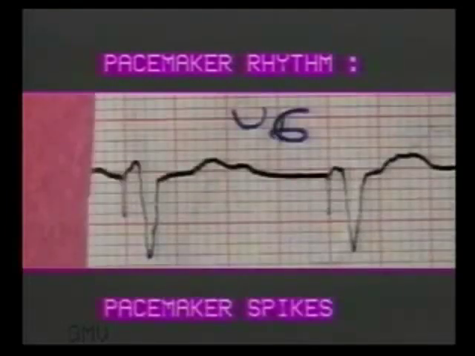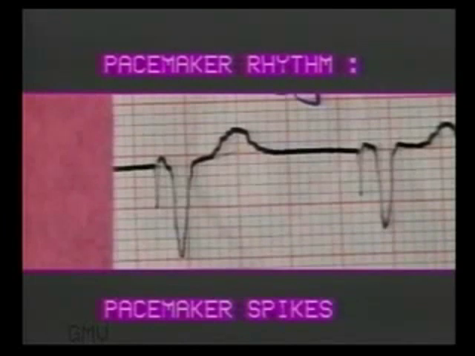Now in the chest leads of the same ECG, we can see a spike of pacemaker stimulation termed pacemaker spike. Note the deep vertical spike followed immediately by a wide QRS complex.